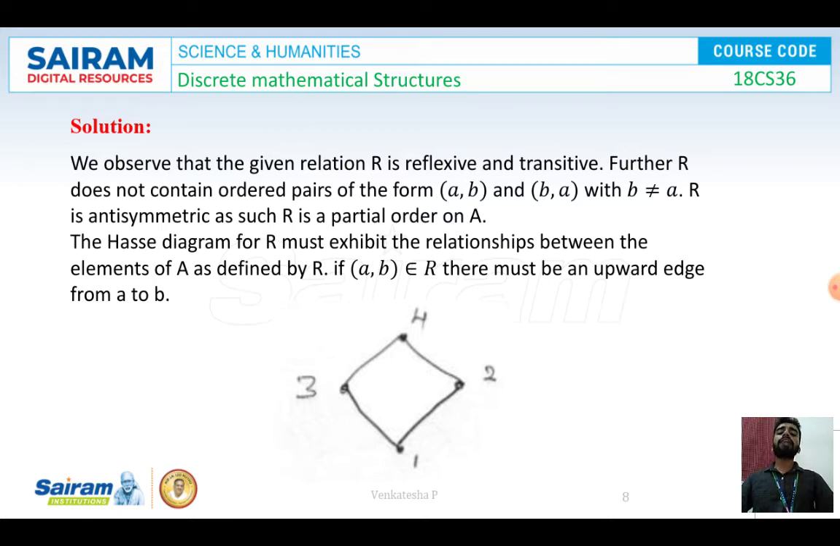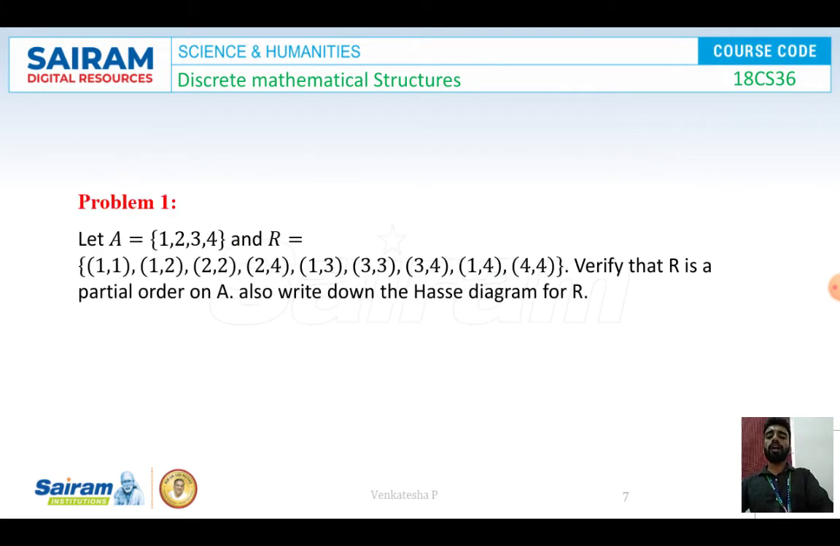So now the Hasse diagram for the given R will follow this rule: if (a, b) belongs to R, there must be an upward edge from a to b. So I can draw a line from 1 to 3 and 1 to 2, and from 3 to 4, 2 to 4 according to the given relation R here. First 1, 2 I drew, then 1, 3, again from 3, 4 one line, and from 2, 4 also one more edge I am drawing there.